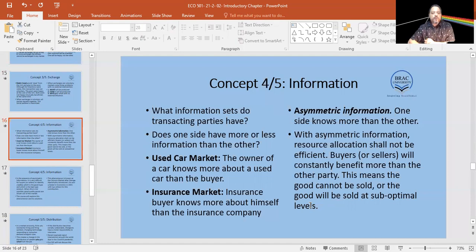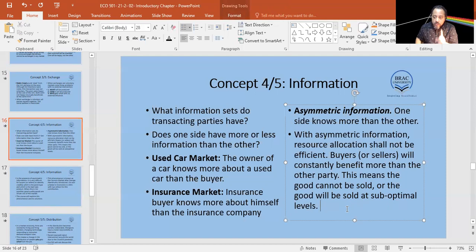In the insurance market, I'm a buyer of insurance, so I know whether I'm a good patient or a bad patient if I'm going to buy health insurance. The insurance company that's going to sell me this insurance doesn't know how good I am. So over here again, the information is asymmetric. In this particular case, the buyer knows more than the seller. So asymmetric information is just that: it's not 50-50 like a normal distribution. It's 60-40, 40-60, whatever. One side knows more than the other. When information is asymmetric, resource allocation will not be efficient. We can say this from common sense. Buyers or sellers will constantly benefit more than the other party. This means the good cannot be sold, or if it is sold, it will be sold at a suboptimal level. That means further improvement could have been possible.